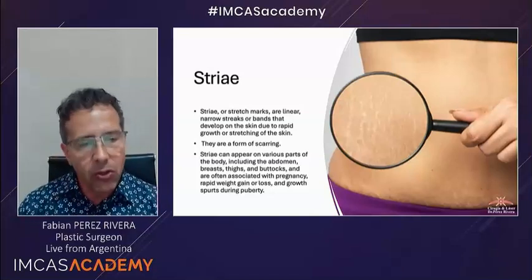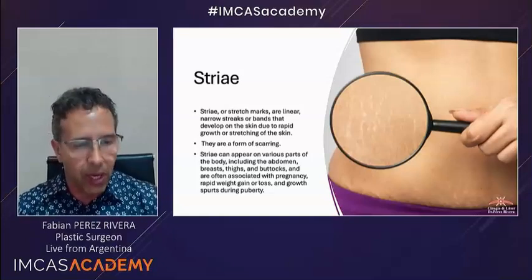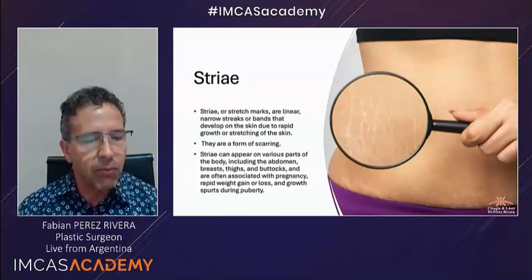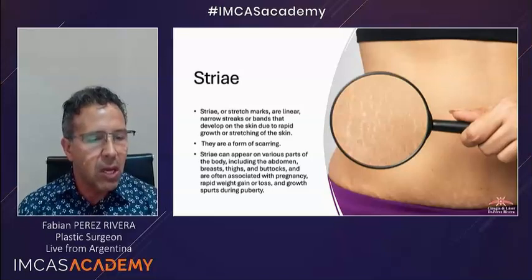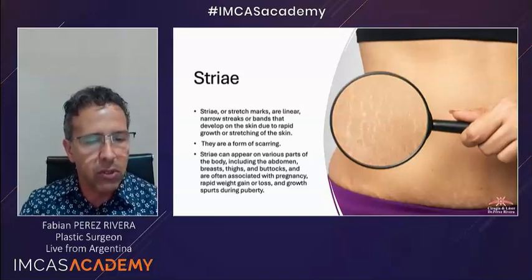But we have a lot of skill, we have a lot of tools to get improvement, and we talk about that. Striae usually appear in the abdomen, breast, thighs, buttocks, and are often associated with pregnancy, rapid weight gain or loss, and growth spurts during puberty.